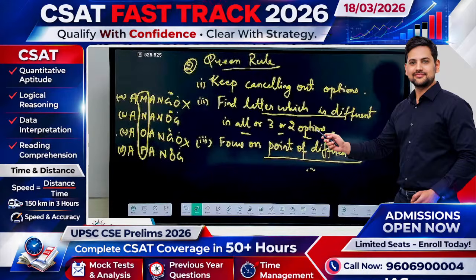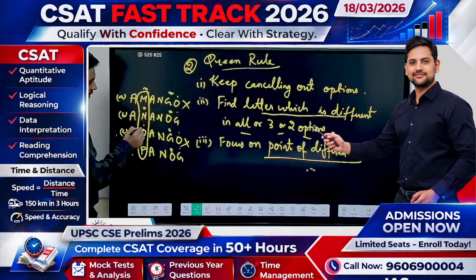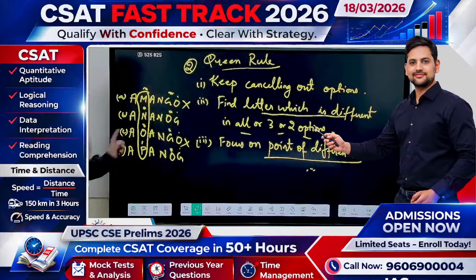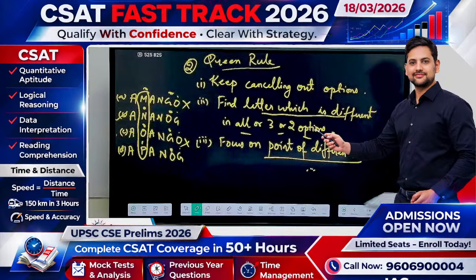Then next. See, these letters are different, no? So you just try to focus on finding the second letter of this word, because just by finding the second letter, you can get to the answer. Let's say the second letter came out to be N, so you know this will be the answer. You need not care about any other letter. Done. Next.